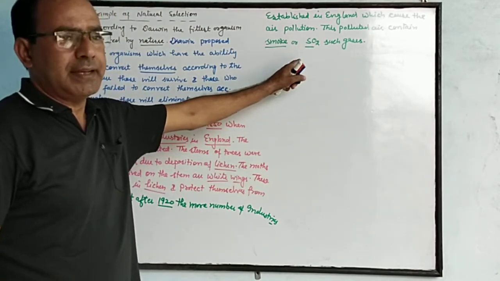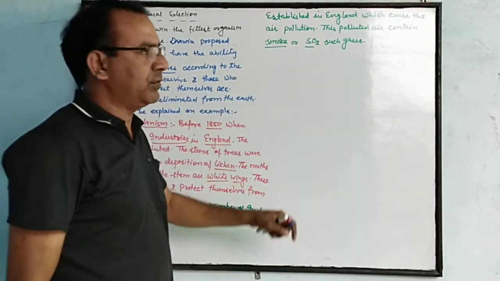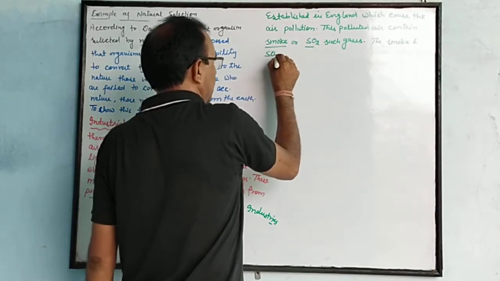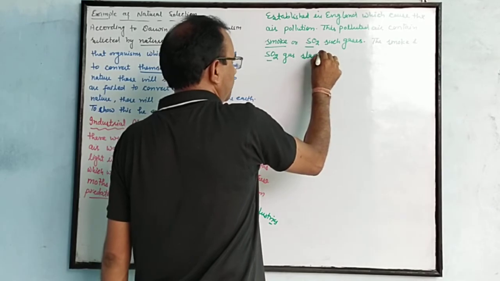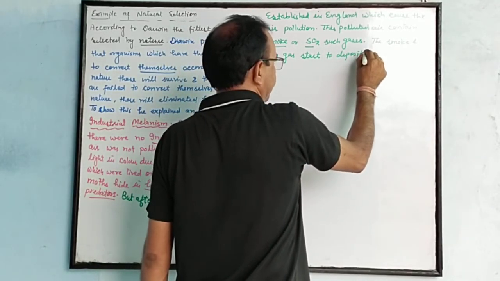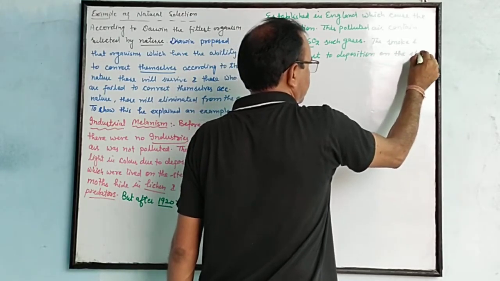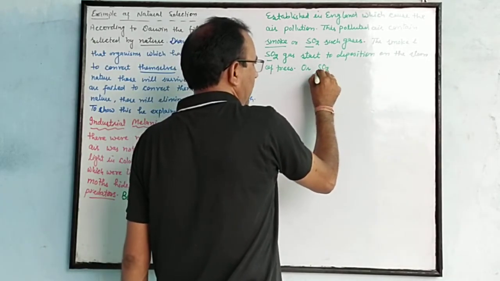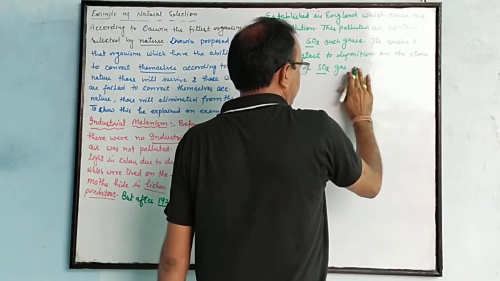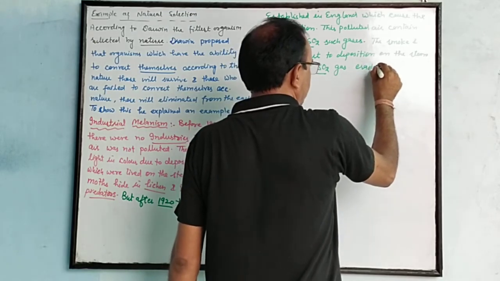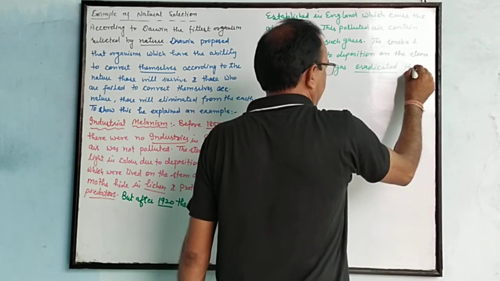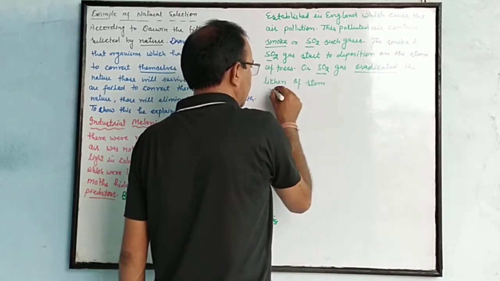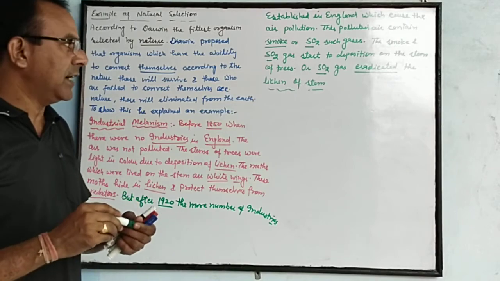The smoke and sulfur dioxide gas started to deposit on the stems of the trees, and the SO2 sulfur dioxide gas eradicated the lichen from the stem. Due to this sulfur dioxide, the lichen deposition on the stem was eradicated.